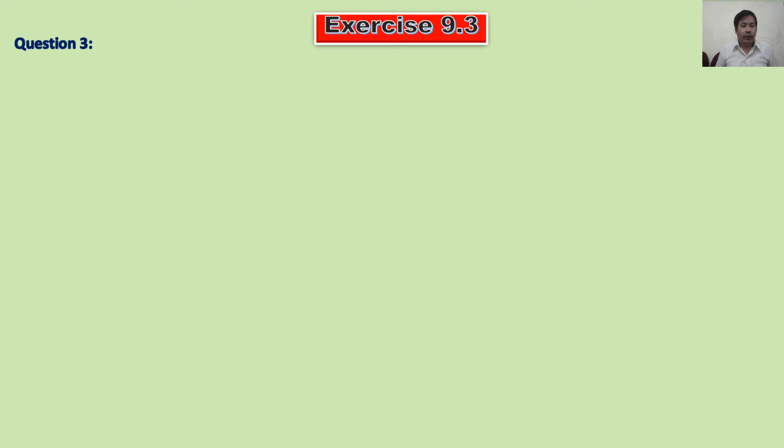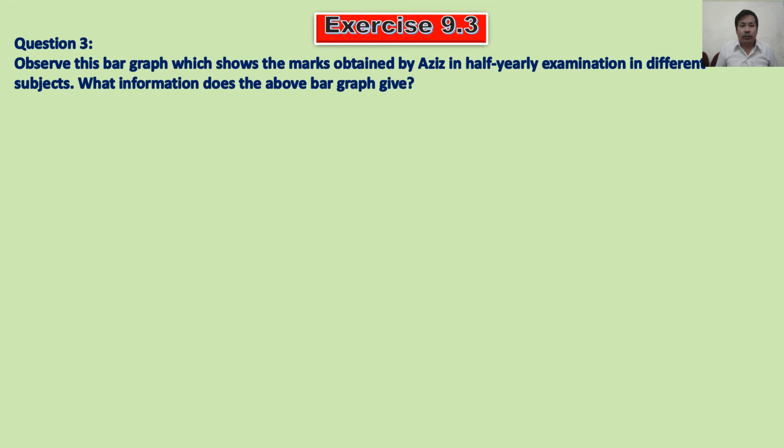Next we have question number 3, the last question of this exercise. Question number 3 says: observe this bar graph which shows the marks obtained by Aziz in half-yearly examination in different subjects. What information does the bar graph give? That is the first question being raised here.